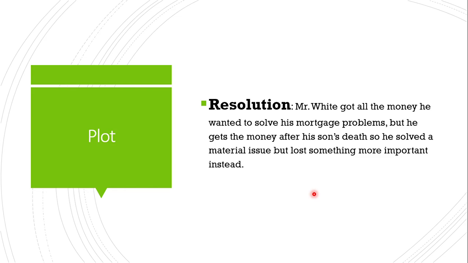So the resolution is that Mr. White got all the money he wanted to solve his mortgage problem. A mortgage is hipoteca. It's money you ask the bank to loan you, and if you don't pay, they take your house or your properties or your values and goods. Okay, but he gets the money after his son's death, so he solved a material issue, but lost something more important instead. Okay, I prefer to lose money instead of losing a son or family member. So that is a resolution.